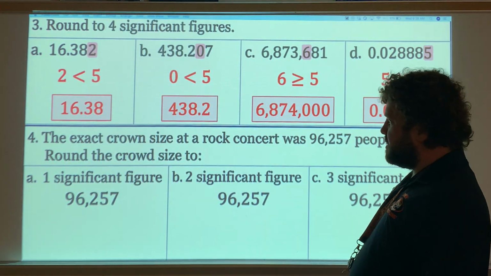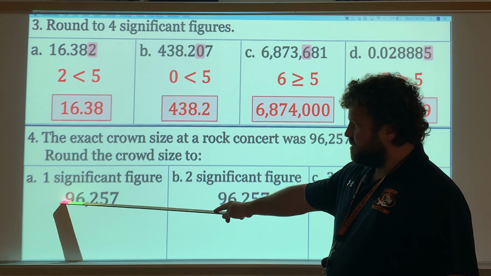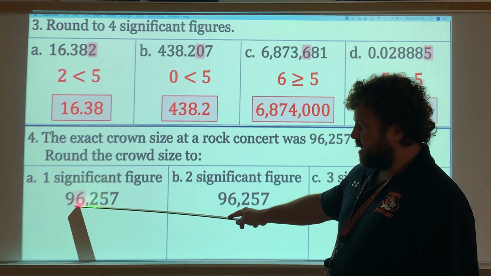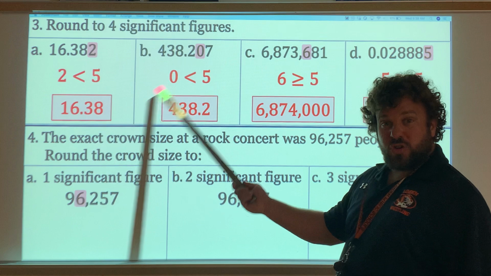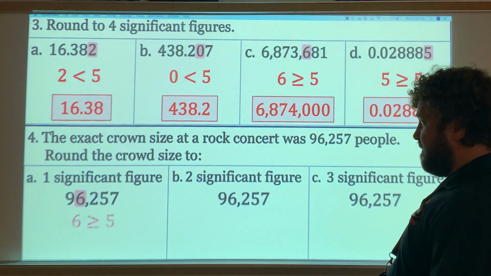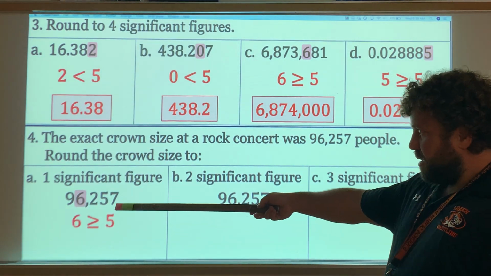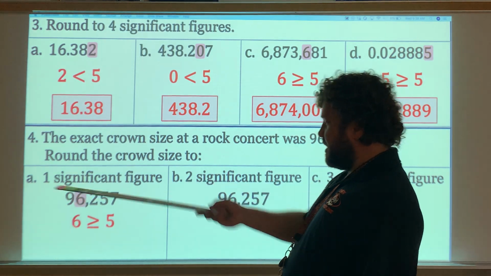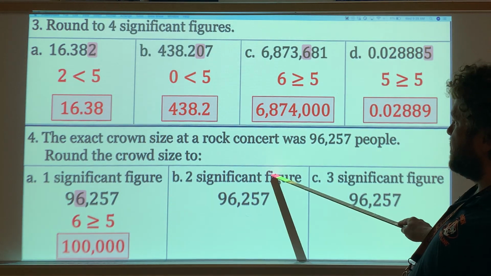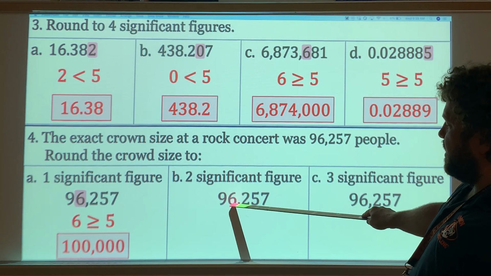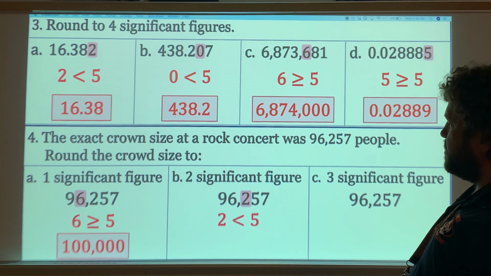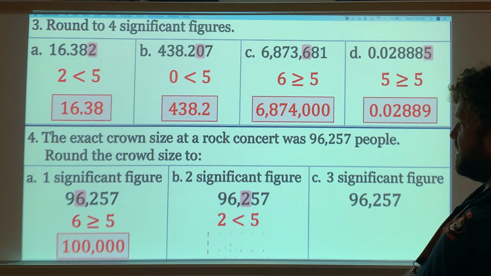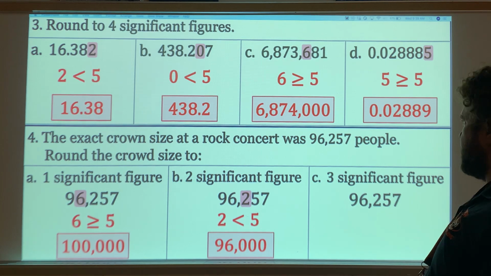One significant figure rounded to. So which one are we going to use? So we're going to use our 6. 6 is greater than 5. Round the 9 up to a 10, so it's a 100,000. 2 significant figures, so we're going to round it to the thousand place, so we're going to use the 2. 2 is less than 5. The answer is 96,000.